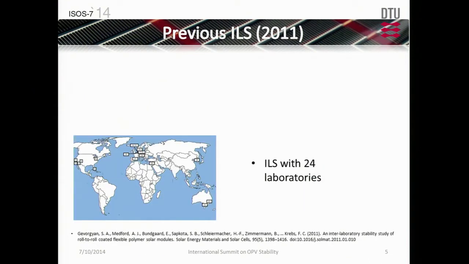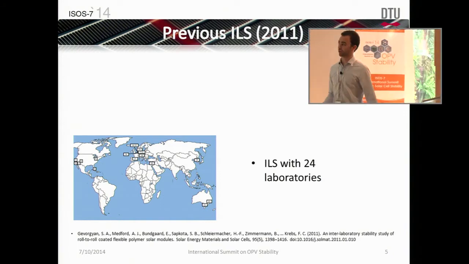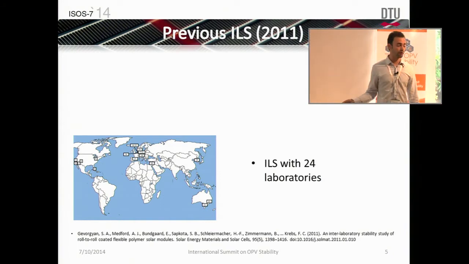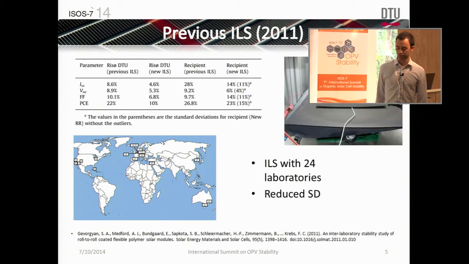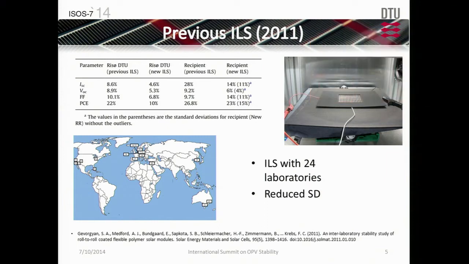So what was done in 2011 was another inter-laboratory study, this time with 24 different labs on 4 different continents. And here a protocol was developed to carefully measure the solar cell performance. As you can see, the cell was masked, and it was placed under a simulator for 5 minutes before measuring in order to make sure that the temperature was stable. And this way, for example, DTU was able to reduce the standard deviation by above 50%.